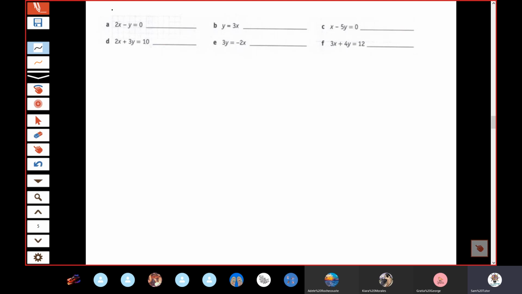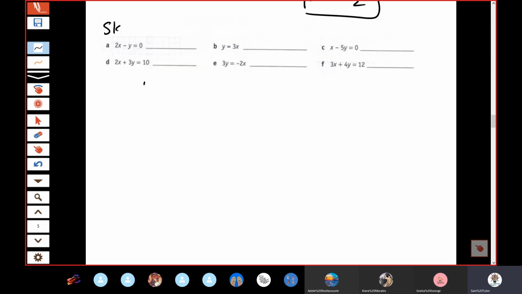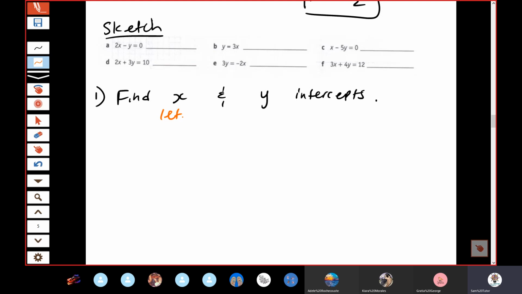Okay, same thing. You're going to sketch these. How do we sketch them? First find x and y intercepts. How do we find x-intercepts? X-intercept, you let y equal to 0. Y-intercept, you let x equal to 0.